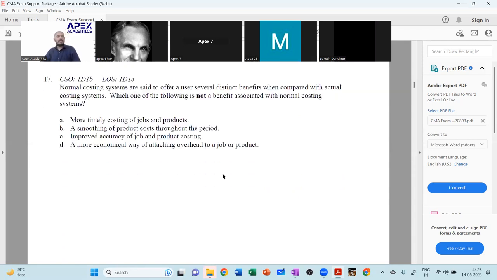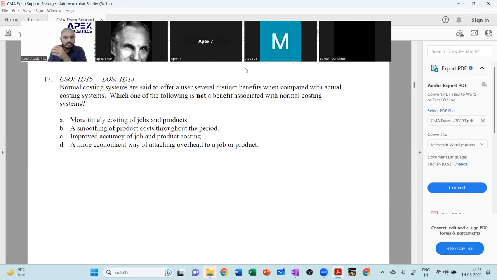Question number 17. Theory question, but deeply conceptual. Normal costing systems are said to offer a user several distinct benefits when they are compared with an actual costing system. Which one of the following is not a benefit? Well, more timely costing of jobs and products. Yes, they are a benefit. Why is that a benefit?